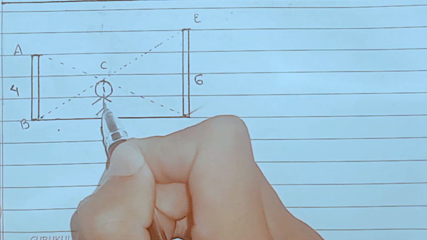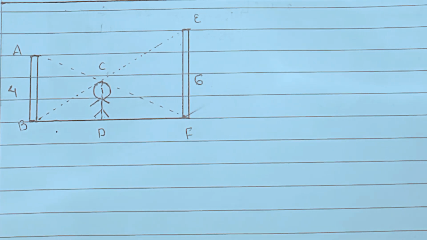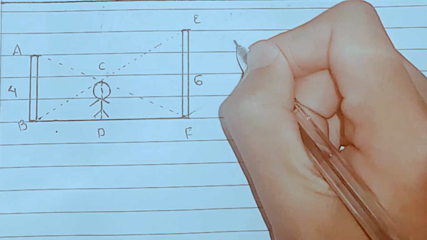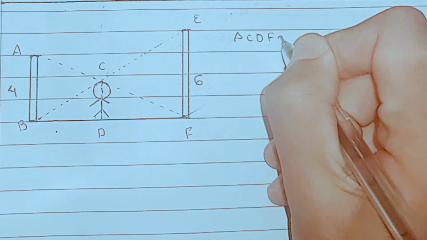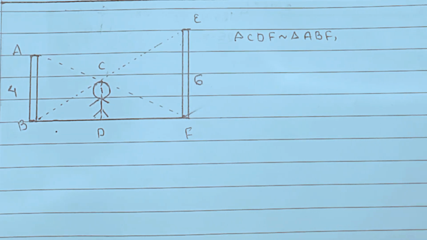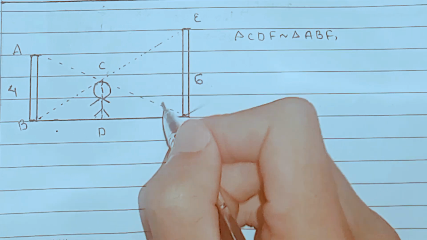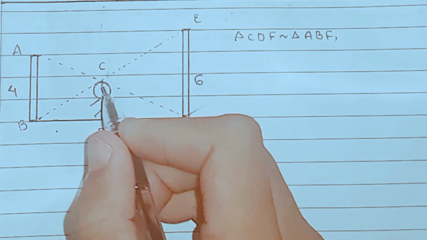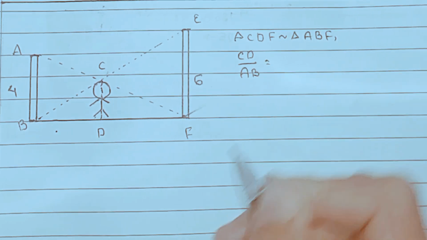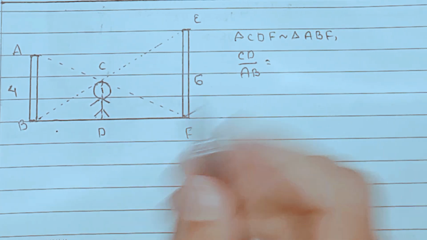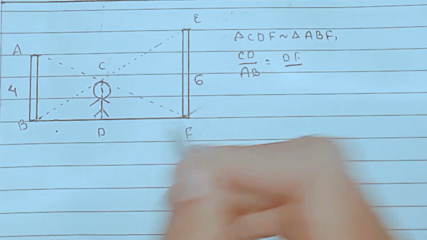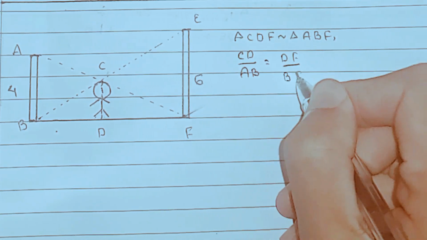Let's join points C and D. So now we can know that triangle CDF and triangle ABF are similar. Triangle CDF is similar to triangle ABF. So by using the concept of similarity we can write CD upon AB is equal to DF upon BF.